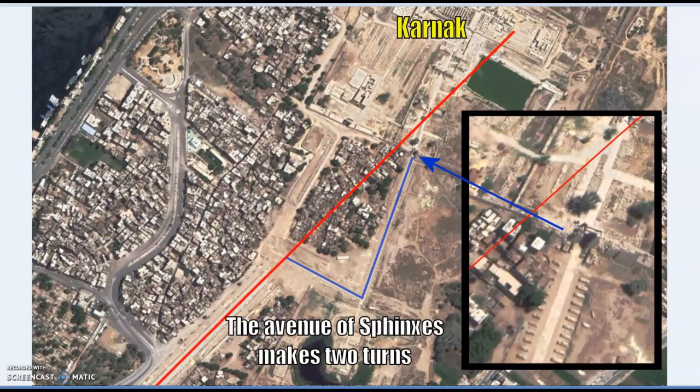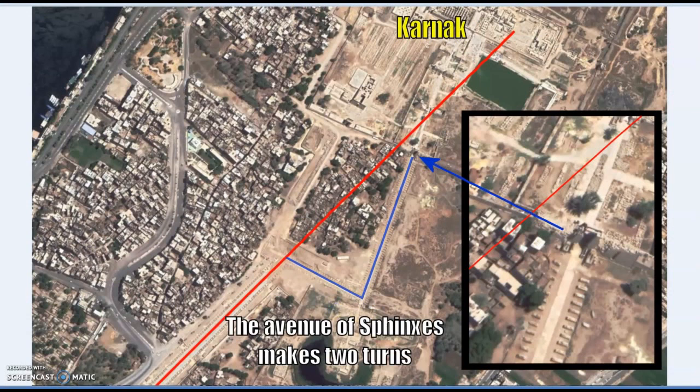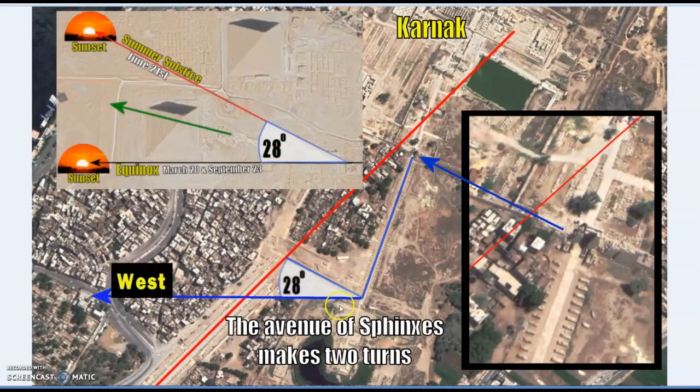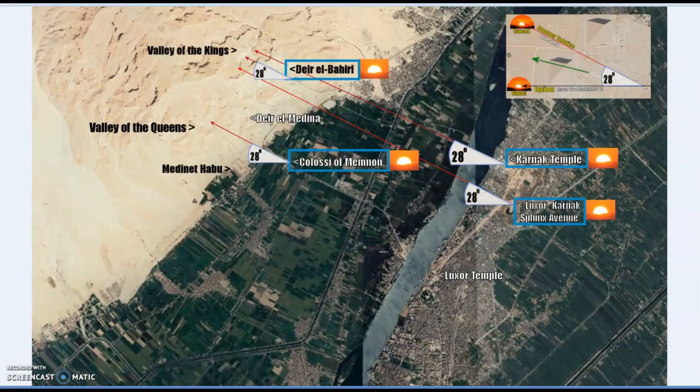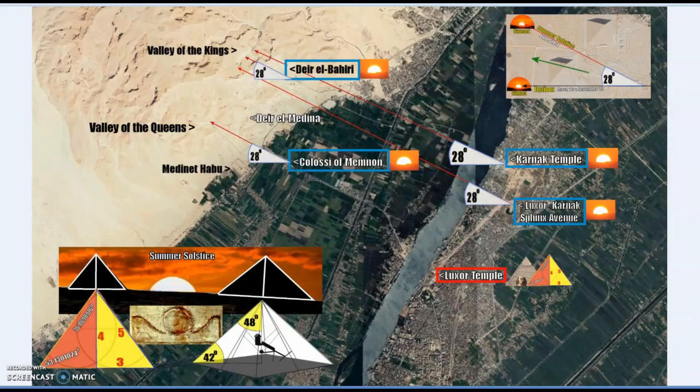Okay, but there's another thing, because along the route there is this kink. So the road carries through, but you can see that the avenue of Sphinxes has this dog leg in it. And what's the angle of that? 28 degrees again, just like the Giza Plateau. So 28, 28, 28. And of course the Khafre Pyramid angle in there, which is also related to the 120 days.